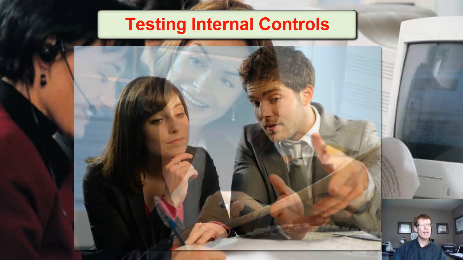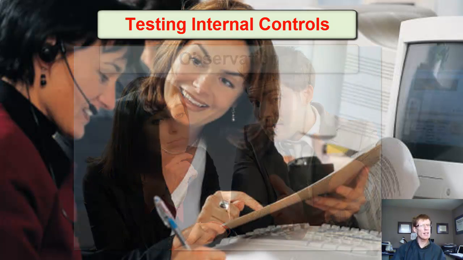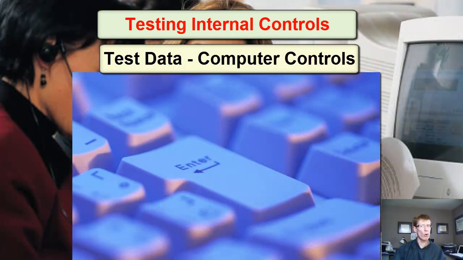A third way to test controls is to observe the control activity being performed. If the control is undocumented and there's no evidence, this may be the only way that we can test it. However, it's harder to verify that the control operated throughout the period using this method. Test data is a way of testing computer controls that we've discussed, which means we feed in dummy data into the computer system to ensure that the computer system processes the data according to the controls documentation gathered.